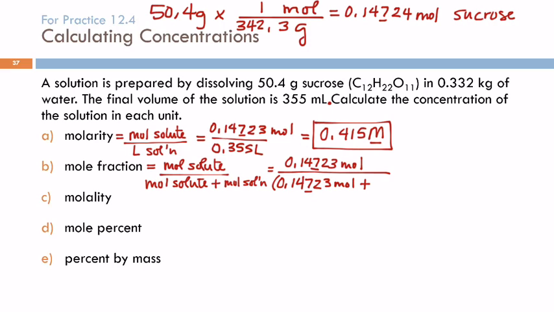How are we going to figure that out? We're given the mass of water, 0.332 kilograms. Instead of kilo, I'm going to write what it means, 10 to the third. That many grams of water. And then we need the molar mass to convert that to moles: 18.02 grams per mole.